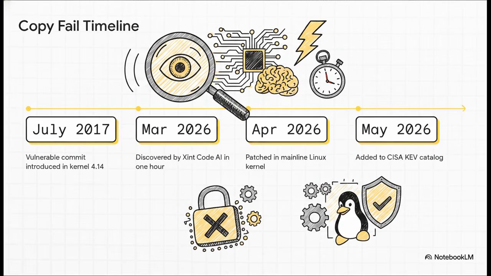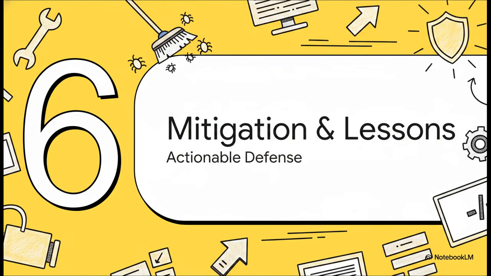This proves that the cost and time required to find deep kernel logic flaws have dropped by an order of magnitude. It's really forcing the security industry to realize that the window between a vulnerability's existence and its discovery is shrinking incredibly fast. Finally, Section 6, Mitigation and Lessons.